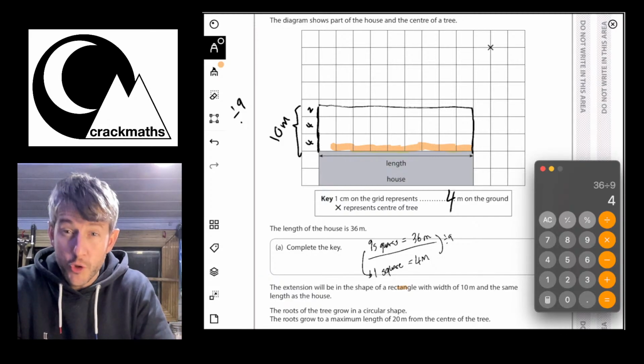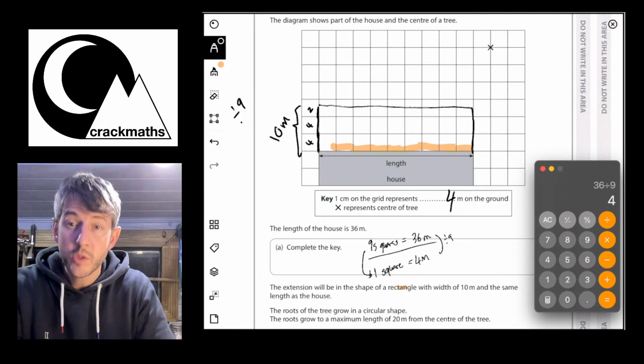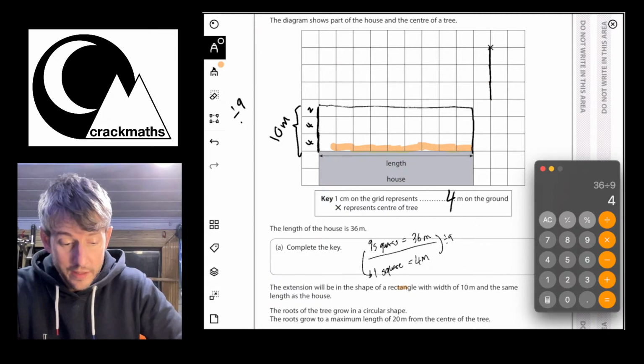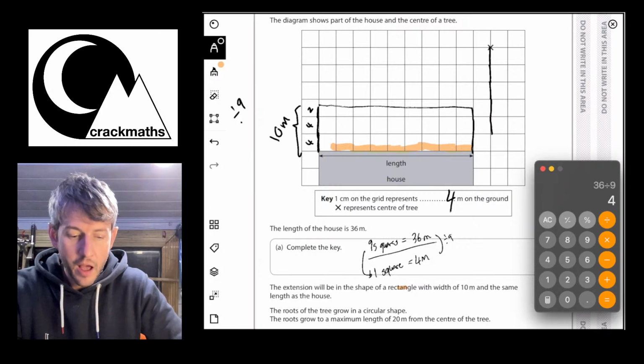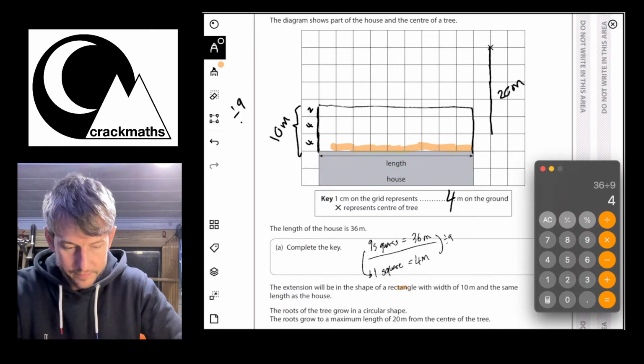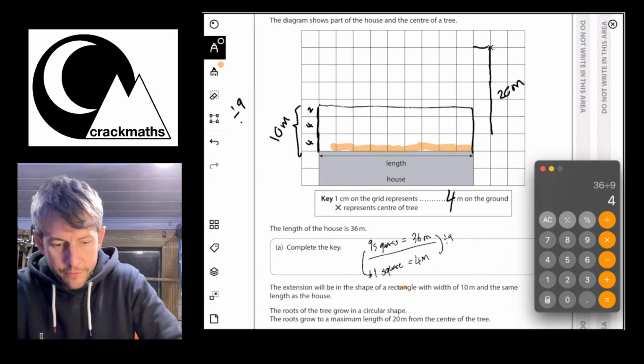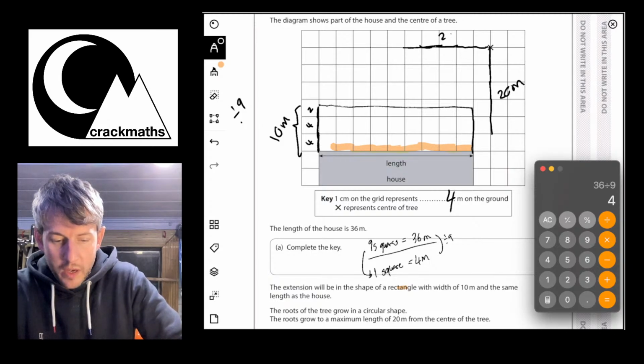Now the roots of the tree go 20 meters from the house. So this is 4. This is 8. This is 12. This is 16. This is 20. Okay. Okay, so this is 20 meters. Let's have a look here. I'm going to go this way as well. 4, 8, 12, 16, 20. So that's 20 meters as well.